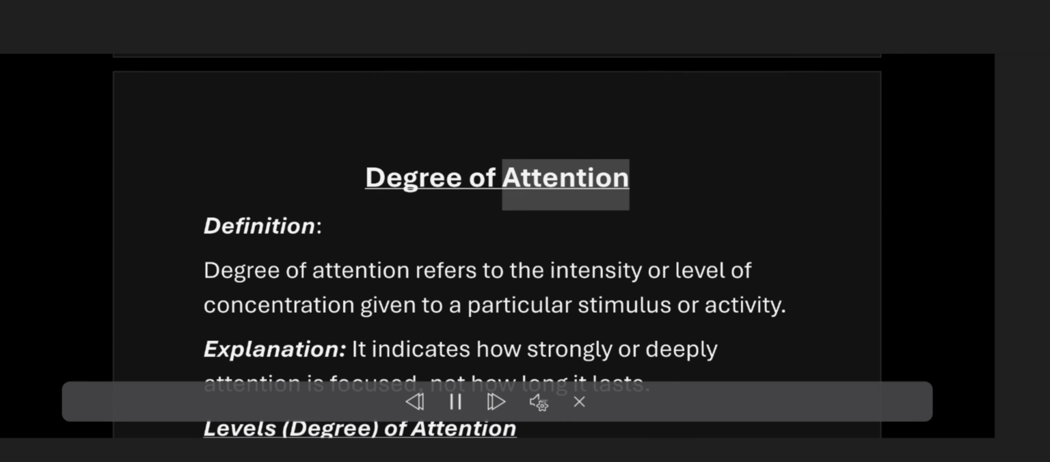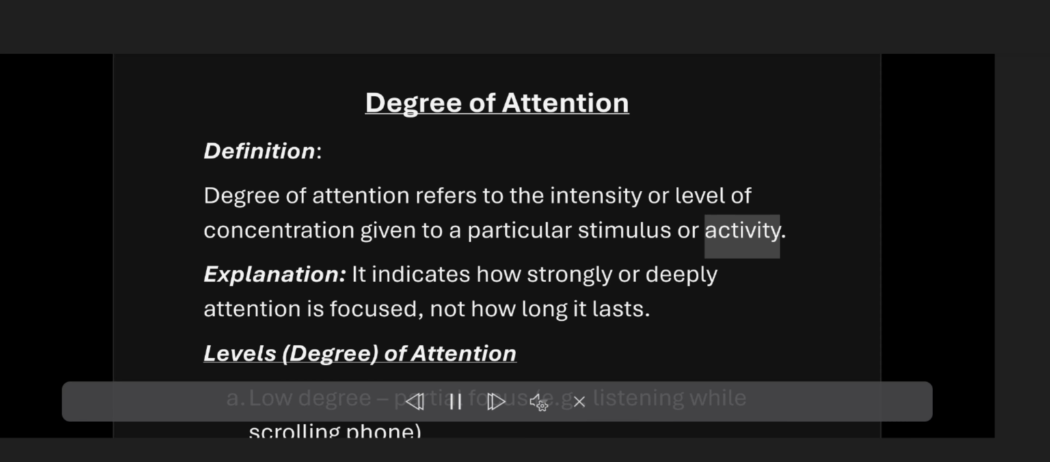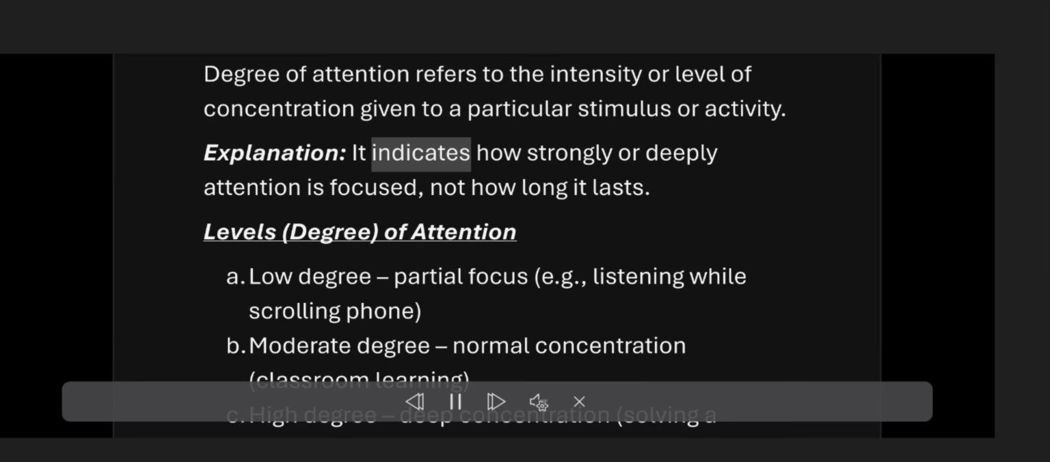Degree of attention. Definition. Degree of attention refers to the intensity or level of concentration given to a particular stimulus or activity. Explanation. It indicates how strongly or deeply attention is focused, not how long it lasts.